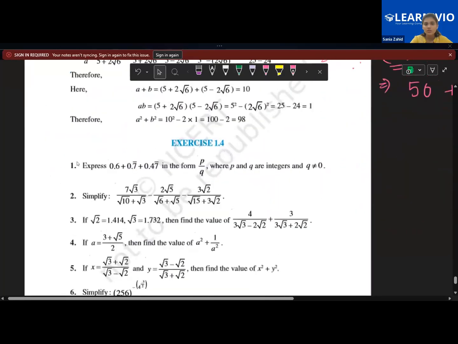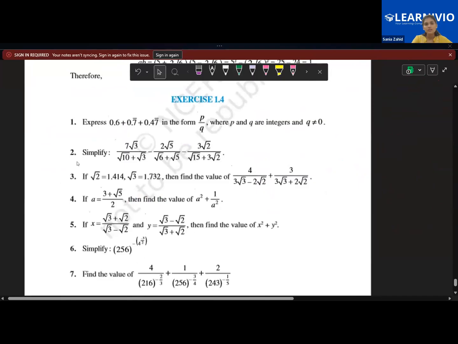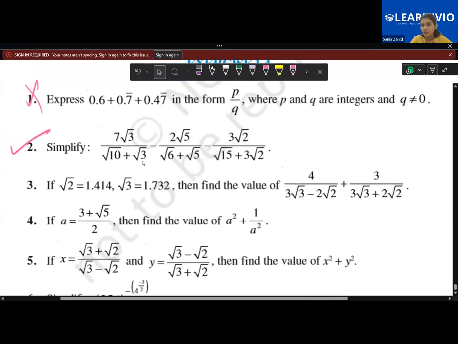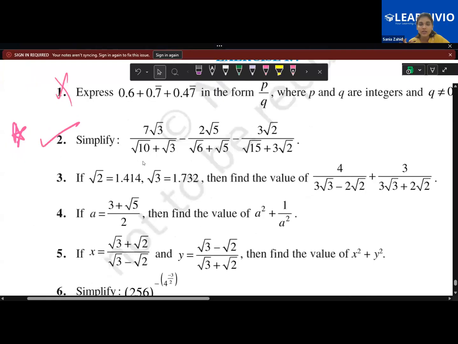So, children, now the next question says, you can skip question number 1. Come to question number 2. This is an important question. Simplify. So, children, I will explain to you the method of this question and you do it on your own. Why? Because now we've already done rationalization questions and simplifications also.